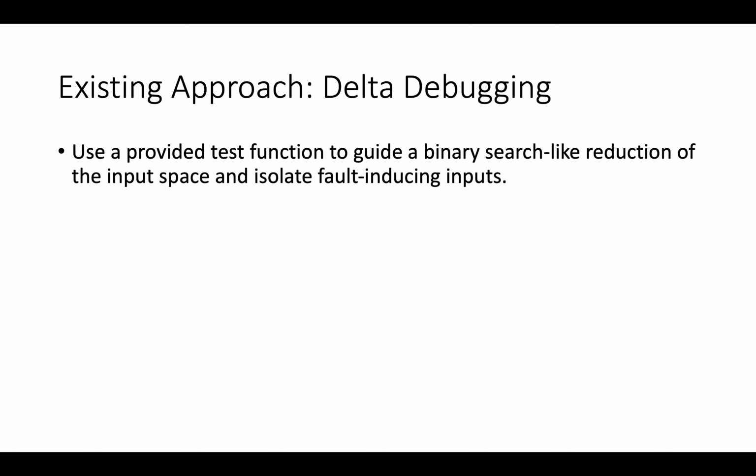Moving on to our next existing approach, this is going to be delta debugging. Delta debugging uses a provided test function to guide a reduction of the input space that's similar to binary search, and the end result is a minimal set of fault-inducing inputs.